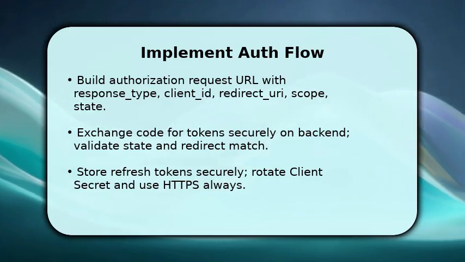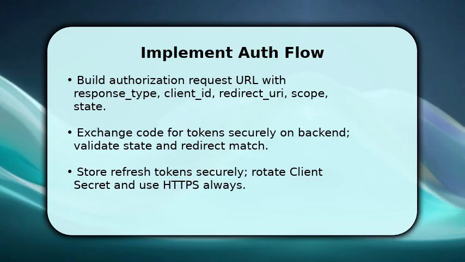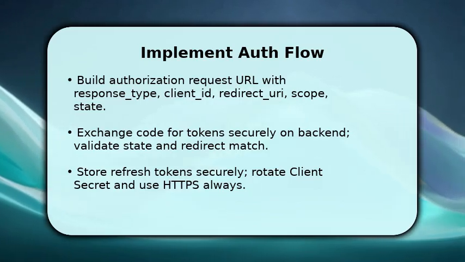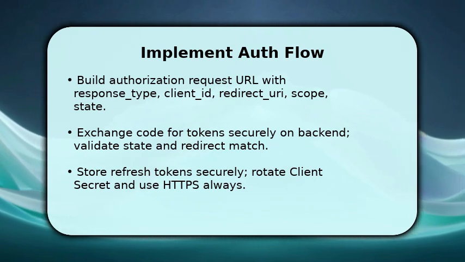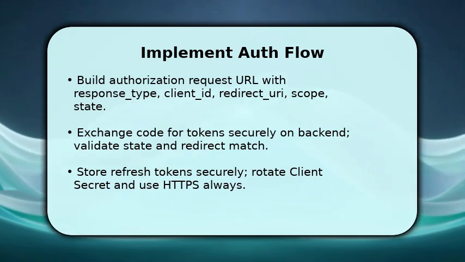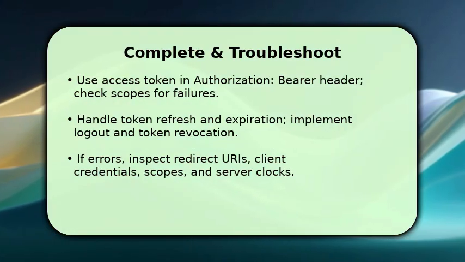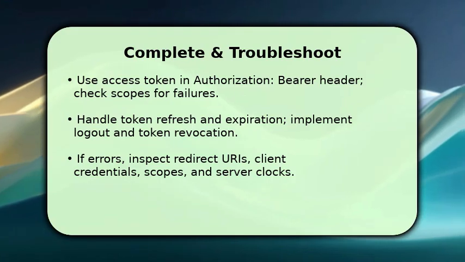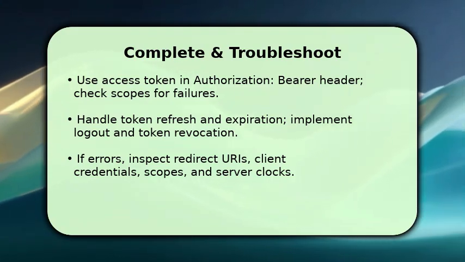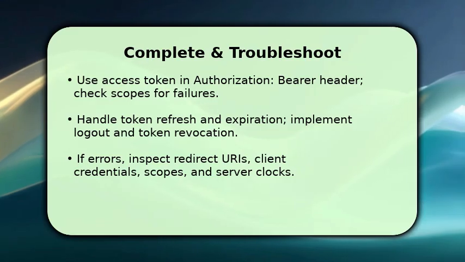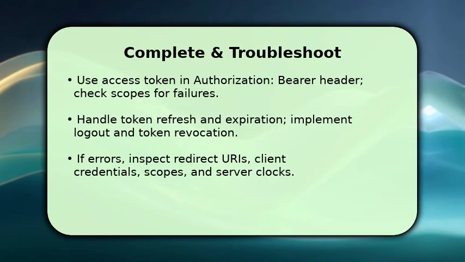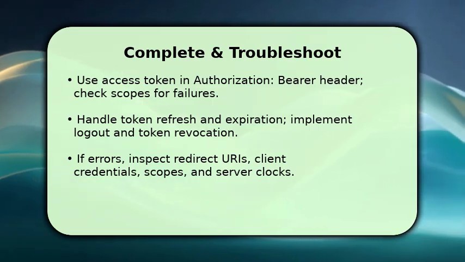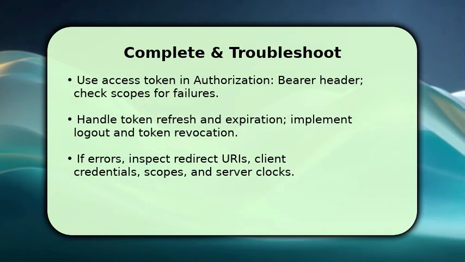Store tokens securely and prefer short-lived access tokens plus refresh token rotation to reduce risk. Always use HTTPS to protect these exchanges. Finish by using the access token in the authorization Bearer header for API calls and verify responses for missing scope errors. Once deployed, implement token refresh flows and a logout path that revokes tokens so you don't leave sessions open.